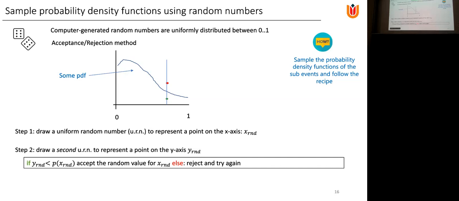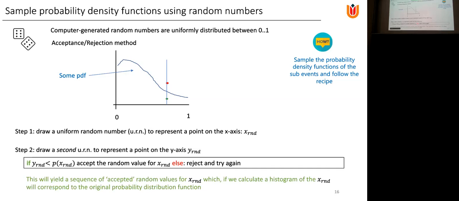And if we keep doing that, we get a sequence of accepted random values of X. And if you would calculate a histogram of these values of X, we would see exactly that it follows the probability density function that we were after. So in case of this PDF, that seems well doable.